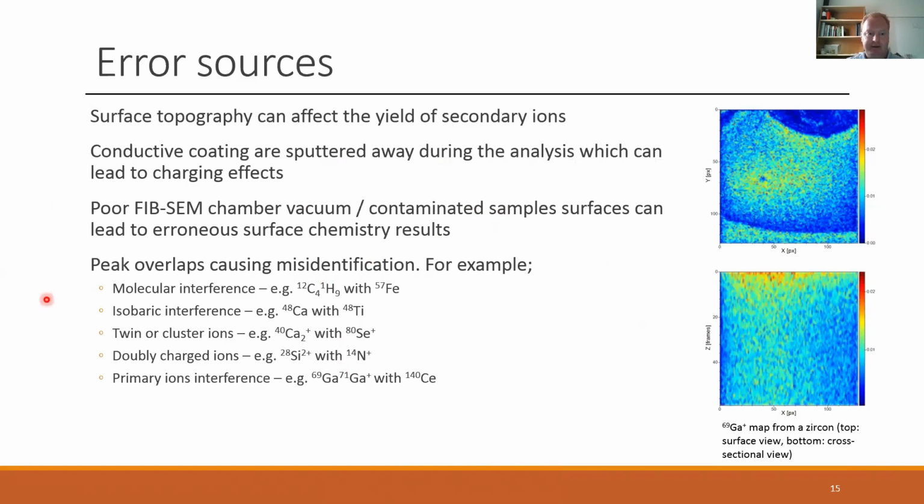And then the last issue here is peak overlaps. The mass resolution of this technique is fairly moderate, mostly because the time of flight is not particularly long, so there can be isobaric interferences. Some of them are problematic, and some of them are easy to work around. A lot of elements have a number of isotopes, and you just choose an isotope that's unlikely to overlap with another isotope.